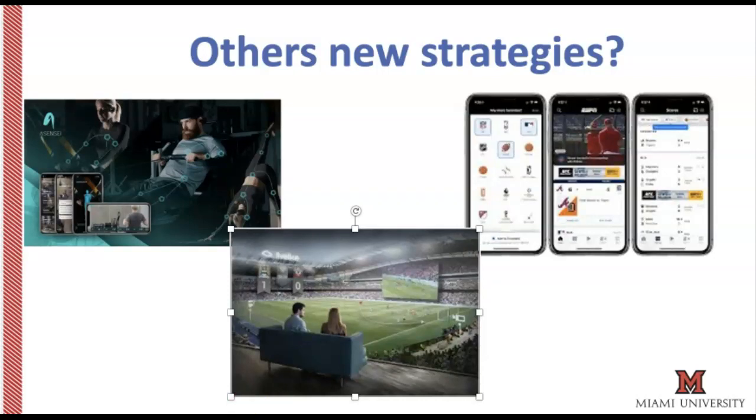Okay, that's it for today's class. We talked about email marketing, and mainly social media marketing, and also the official website and some other interesting strategies. If you find some interesting strategy that has been utilized by sports marketers, you can also let me know.